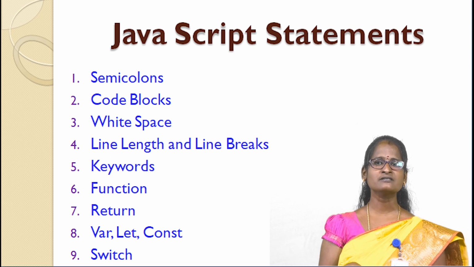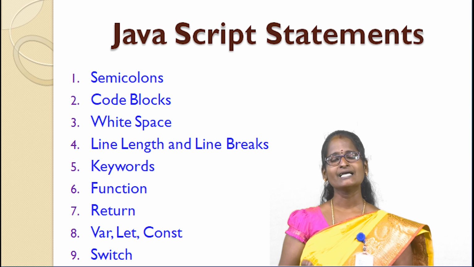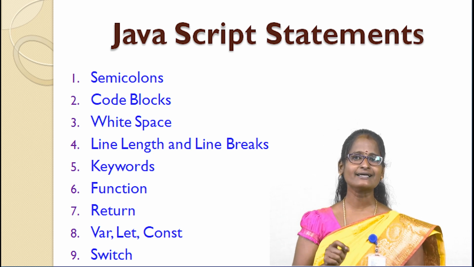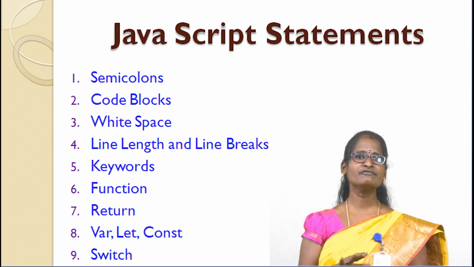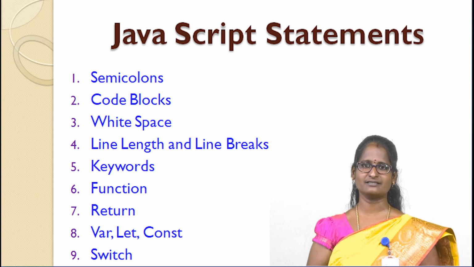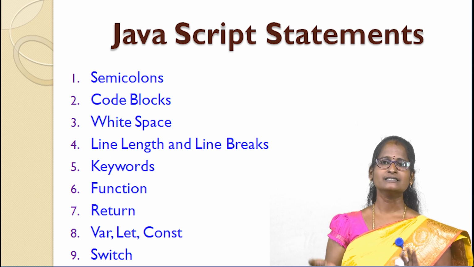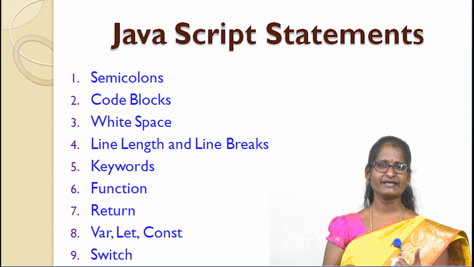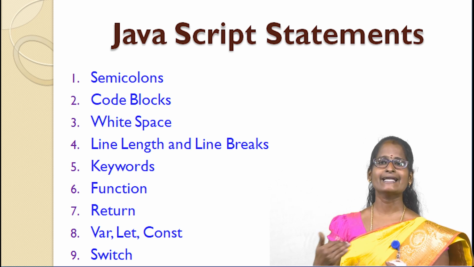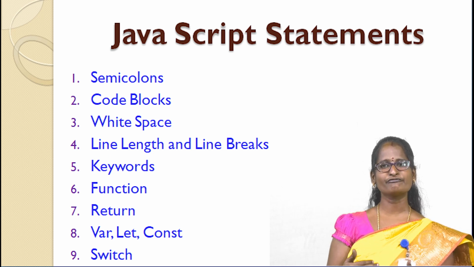In do while, the statements written within the do block are executed until the condition in while is false. The next one is for. It helps in executing a block of statements while the condition is true. Then the next one is function. This keyword is used to declare a function. The next one is return. This keyword is used to exit a function. Then the seventh one, as we already know, var, let and const. These keywords are used to declare a variable. The next one is switch. This helps in executing a block of code depending on different cases.